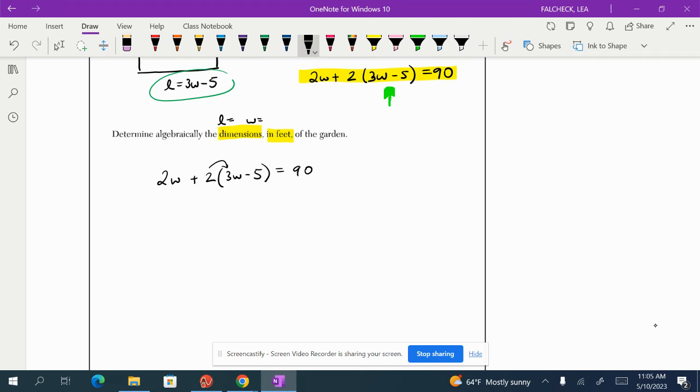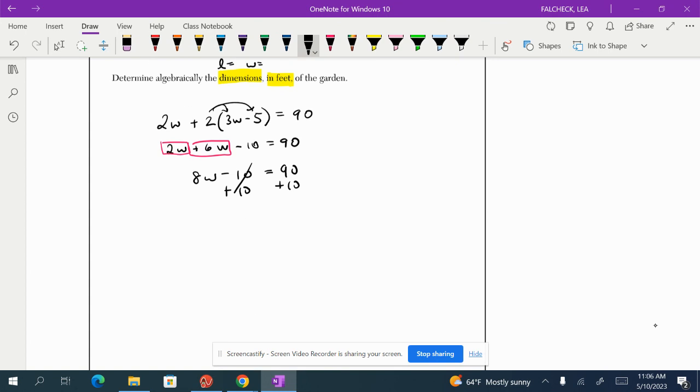I'm going to distribute this 2 to get rid of the parentheses and see if there are any like terms that I can combine. There are. I can combine the 2W and the 6W, which gives me 8W. Then I'm going to move this 10 over to be with the 90, because the 10 is happier with the 90. So now I have 8W is equal to 100.